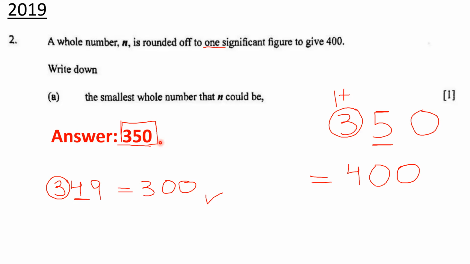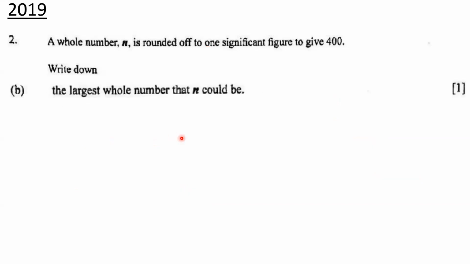And so let's go one step lower, and one step lower than 350 is exactly 349. 3 is the first significant figure of this number, and 4, well, 4 is less than 5. So since 4 is less than 5, that means we do not round up. We keep the 3 as is, and we turn the 4 and the 9 into zeros. And so that means that 349 rounded off to one significant figure is 300 and not 400. So that means that 350 is the smallest whole number such that when we round it off to one significant figure, we get 400. Okay, let's move on to the next question.